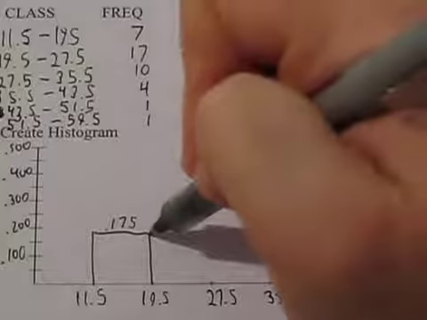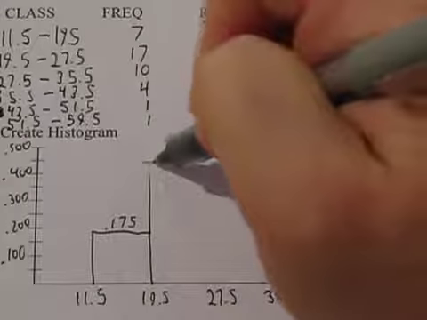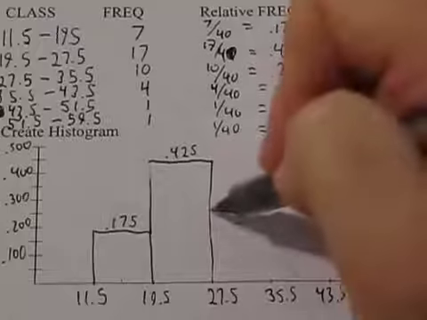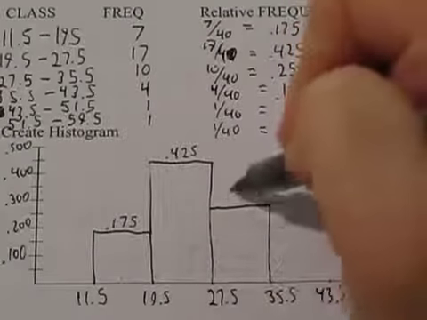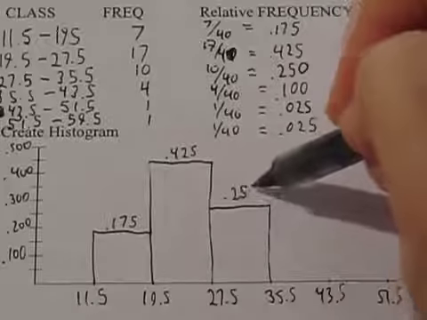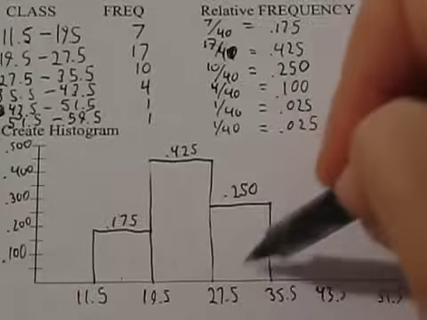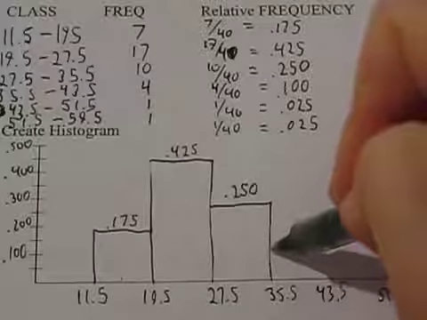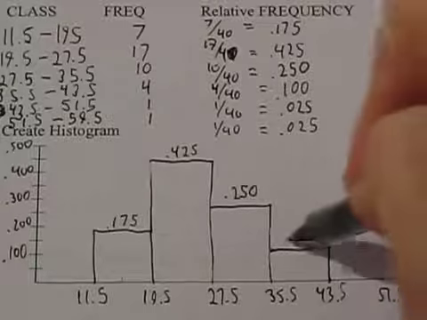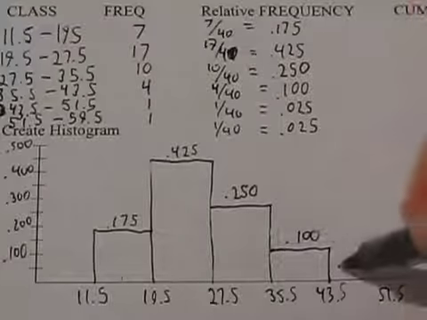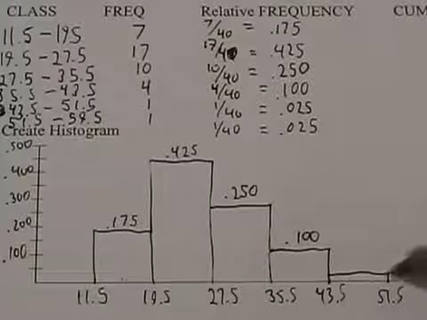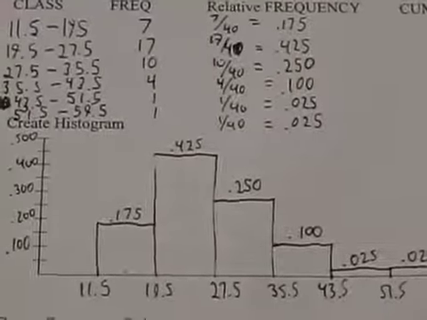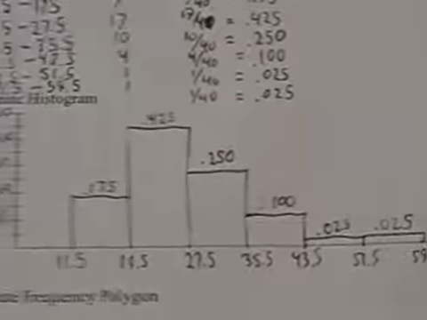All right, this next bar is going to be 425 thousandths. May have made that a little on the tall side. And this one is going to be 250 thousandths, or 25%. That means that of this data, 25% of the fast food is between this range of 27.5 and 35.5 grams of protein. Then we're going to move to the next level. It looks like the higher we go up, the harder this will be to get this much protein. And then finally, our last two bounds are going to be 2.5%, which is 25 thousandths. All right, and there we have our relative frequency histogram.